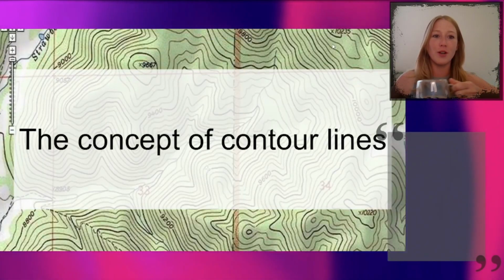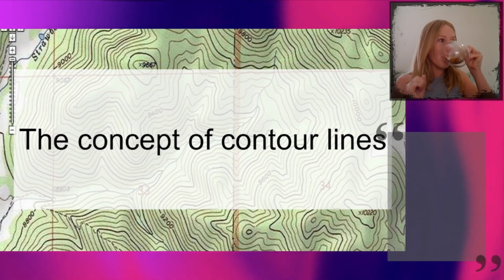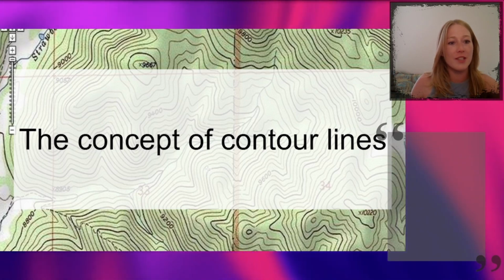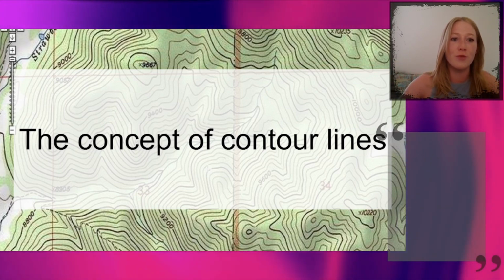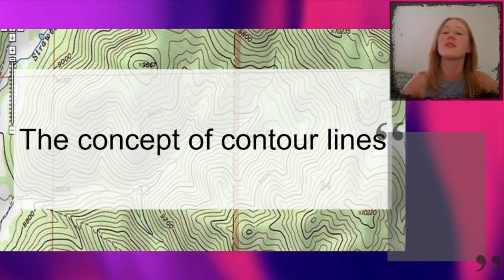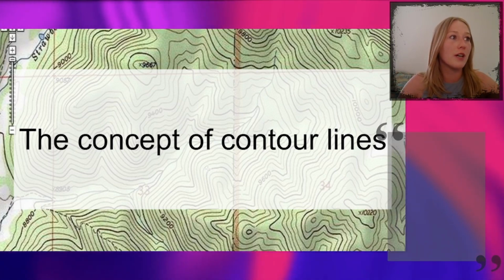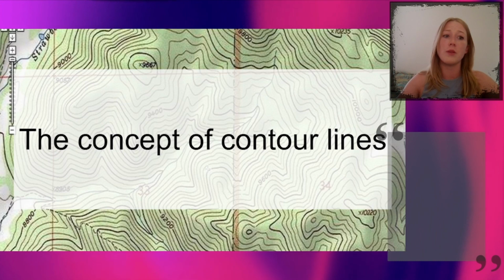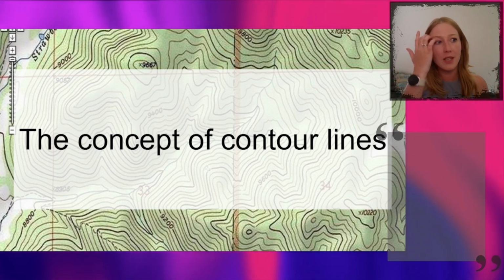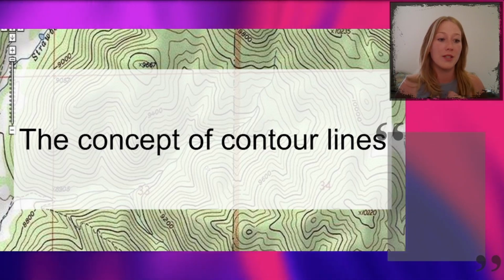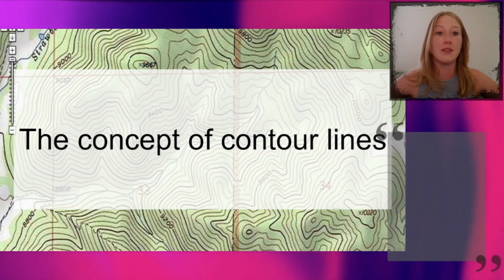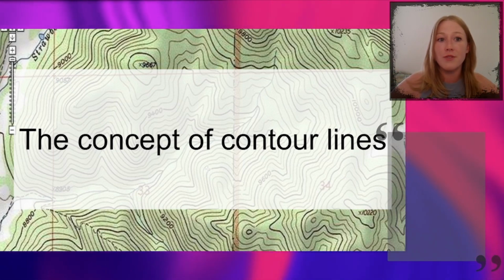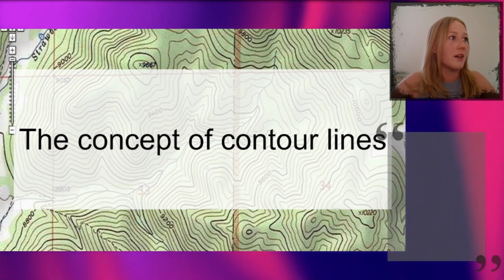So the concept of contour lines. Hopefully at this point you already have a general idea of what contour lines are supposed to do. Contour lines show us the elevation of the landscape, but also the shape of the landscape. It shows us where the hills are, where the mountains are, how steep something is. We can get to gradient another time. And we can also recognize different types of features. Let's just go into it.